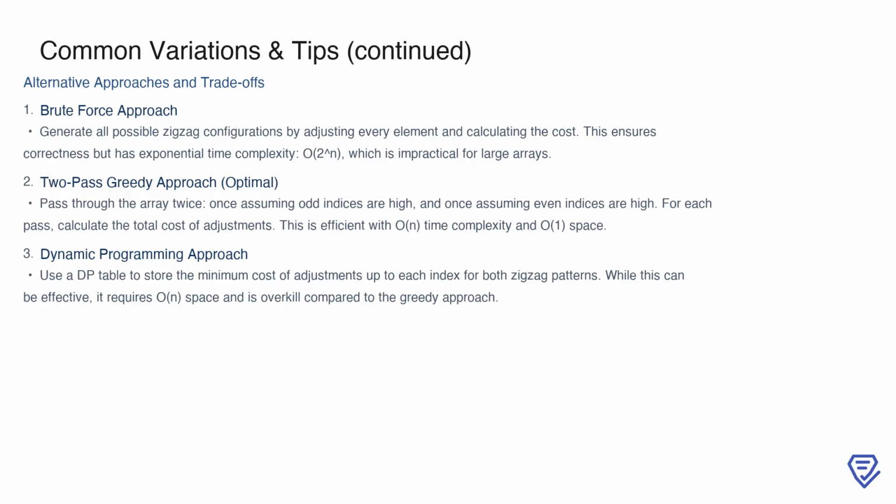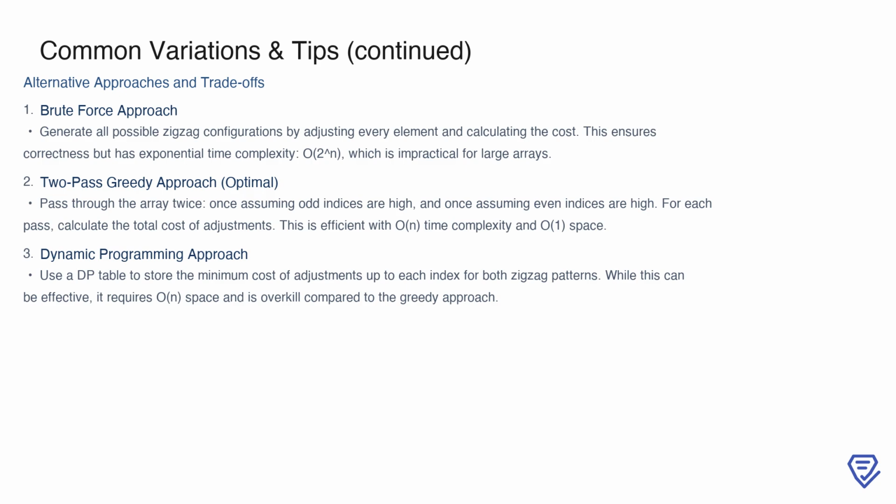Here, you make two passes through the array, one assuming odd indices are high and the other assuming even indices are high. For each pass, calculate the total adjustment cost. This method is efficient, with O(n) time complexity and O(1) space usage.